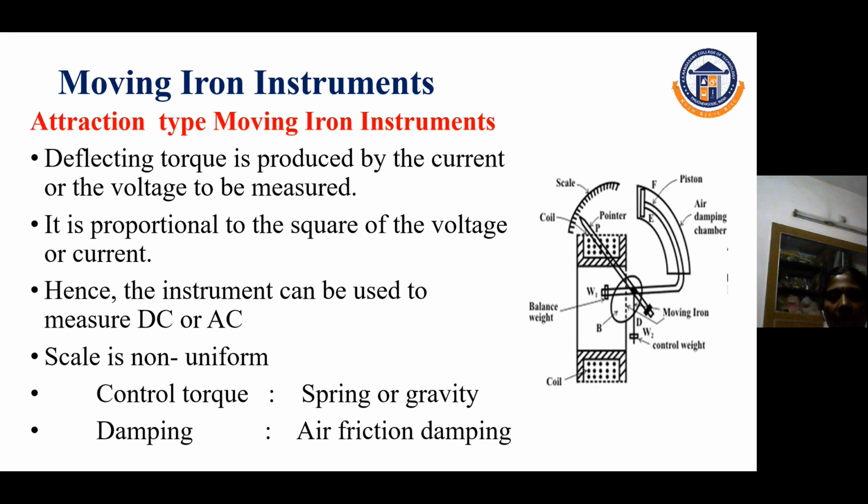This is the same picture of the attraction type of moving iron instruments. The deflecting torque is produced by the current or the voltage to be measured, and it is proportional to the square of the voltage or the current. Hence, this instrument can be used to measure both AC and DC. The scale is non-uniform. The controlling torque is provided with spring or gravity, and damping is provided with air friction damping. We have already seen the controlling torque methods and damping torque methods.